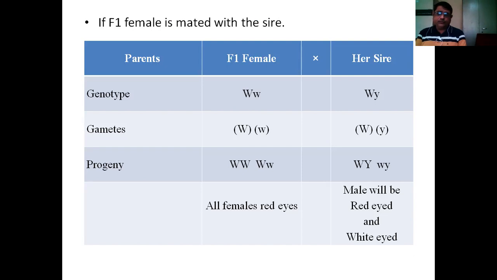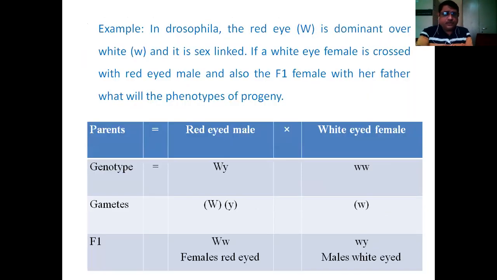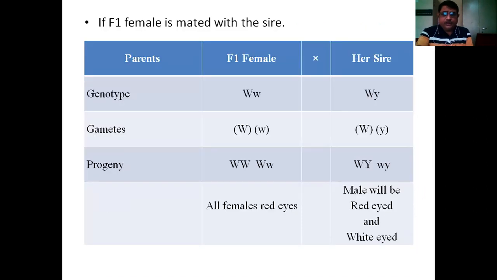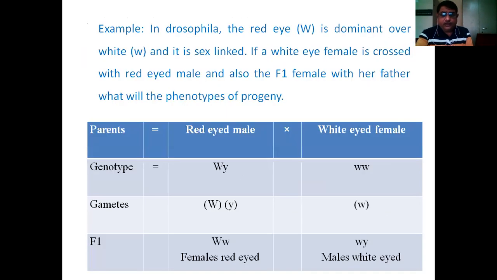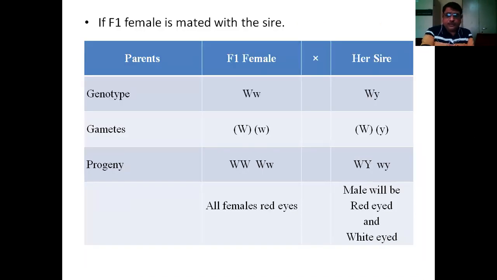So here, if we see, in the beginning the male is red-eyed, okay? But in the F1, the males are white-eyed, because this character of red eye is not expressed, because the gene responsible here is not expressed in F1, but it has been expressed in the F2 generation.